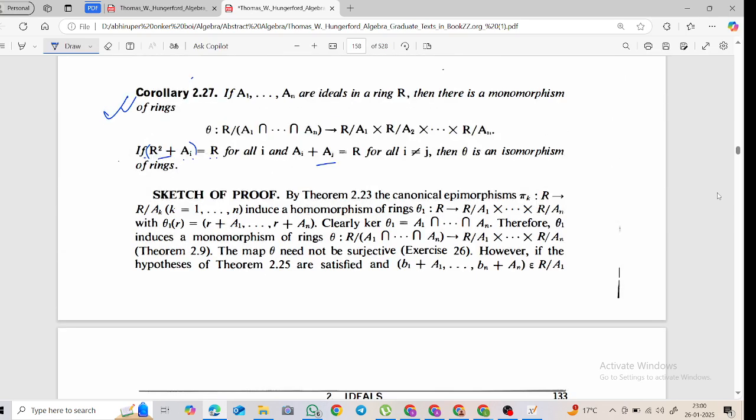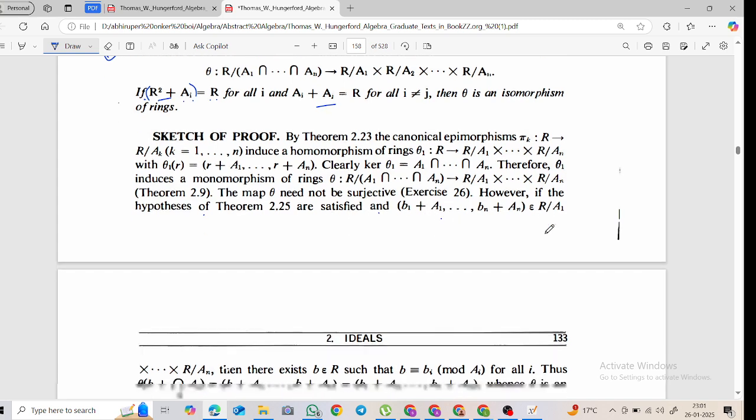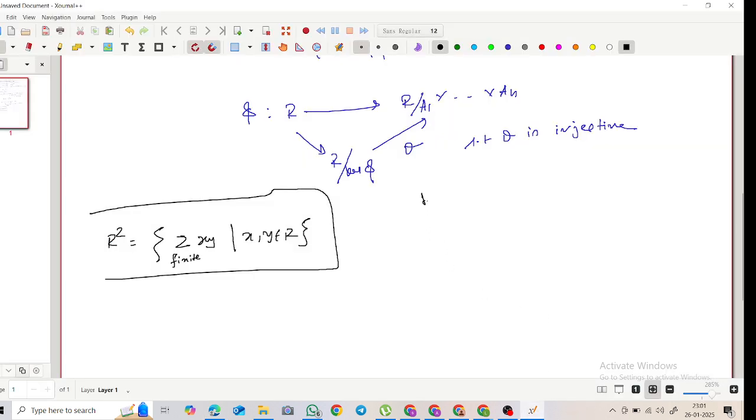So the canonical epimorphism induces a homomorphism of rings, and this theta. However, if the hypotheses of 2.25 are satisfied, yes, that's what I was talking about. So you take any element in the codomain.